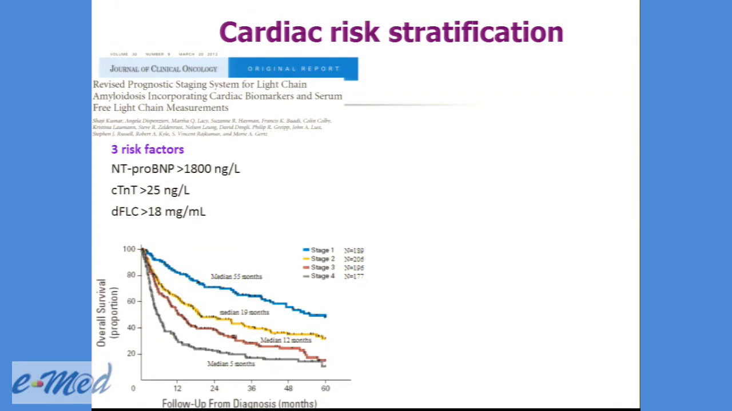prognosis systems that were built on AL amyloidosis. One is from the Mayo Clinic. They use 3 factors. 2 of them are the cardiac biomarkers, and one is the tumor burden, the difference of the FLC. Our patient has all three of these risk factors, which puts him in stage 4 with a projected survival of only 5 months.